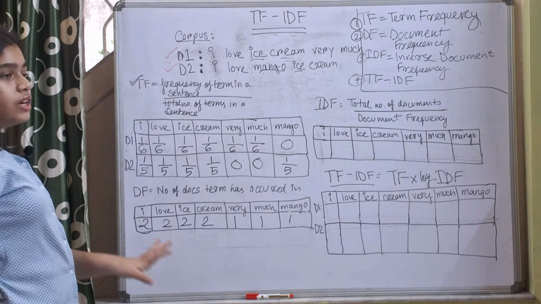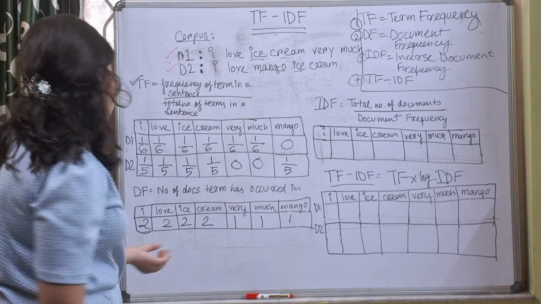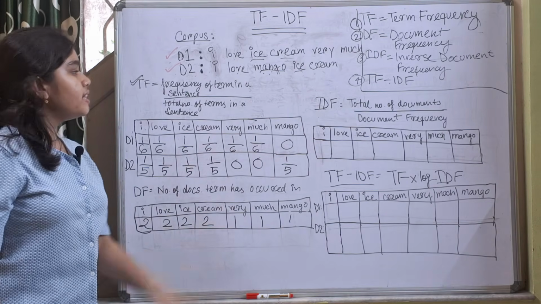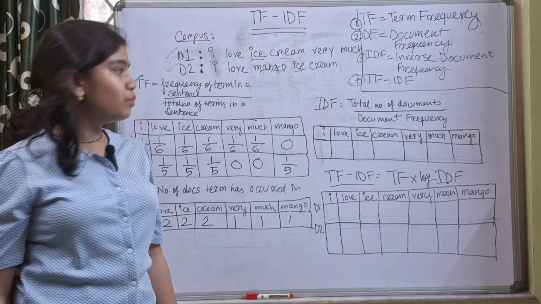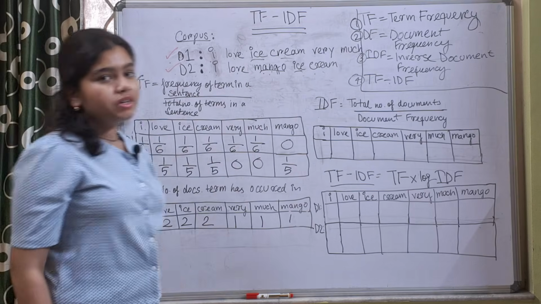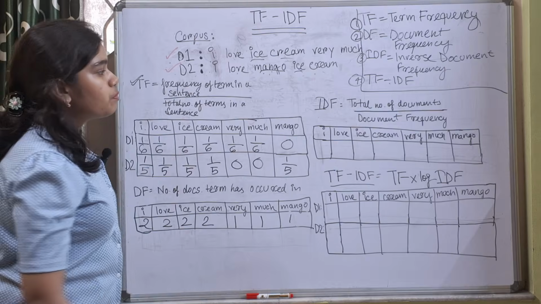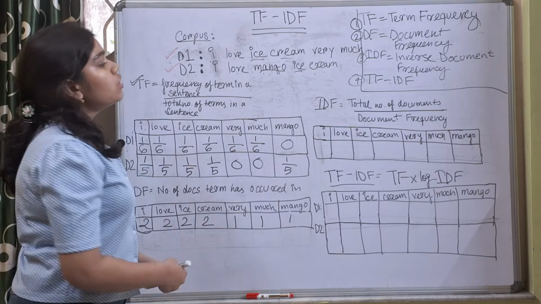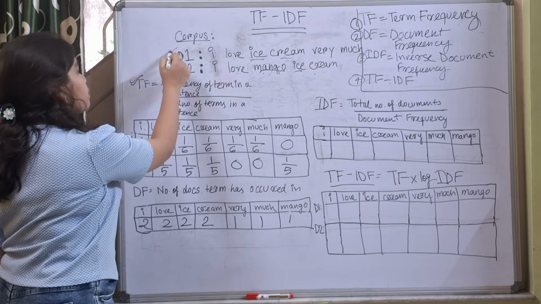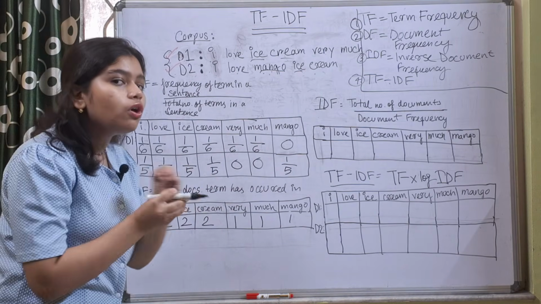I hope you have understood. It is a number, okay? It is a whole number. Now we come to IDF, which is inverse document frequency, and the formula is total number of documents in the whole corpus by document frequency. If we see for I, the total number of documents in the corpus will be constant for all the words. The numerator will be constant for all the words.